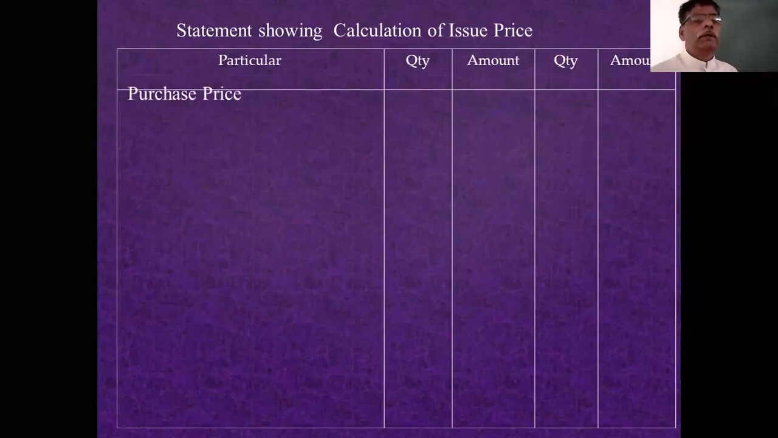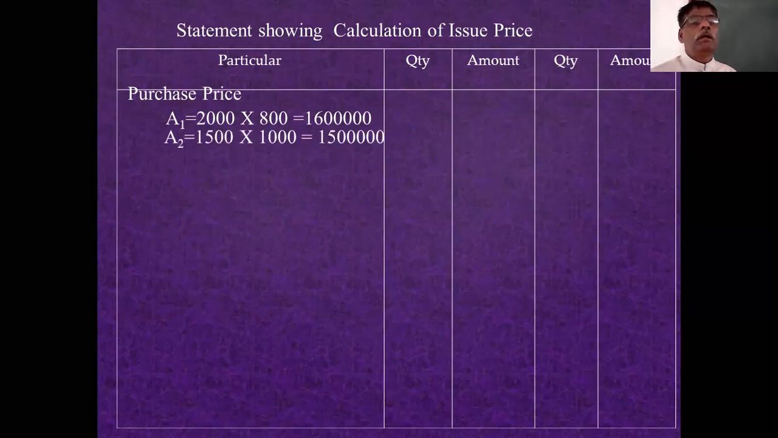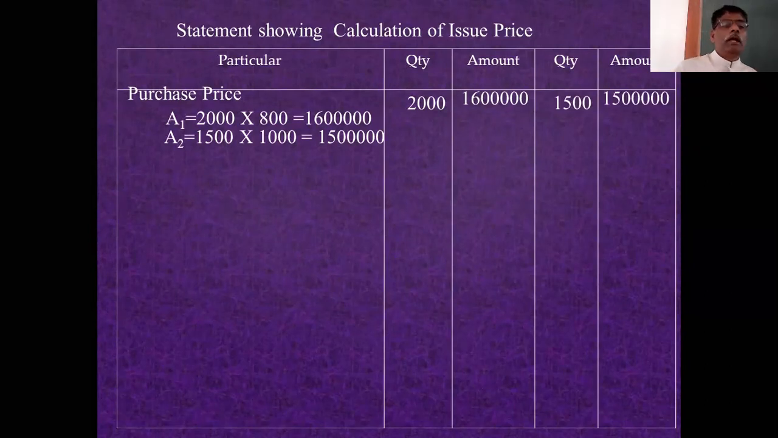Okay. Then first is purchase price. Purchase price of A1 is 2000 into 800, it is 16 lakh. A2 is 1500 into 1000, 15 lakh. Then you record in their column: quantity 2000, A1 16 lakh amount; A2 1500 quantity, amount is 15 lakh.